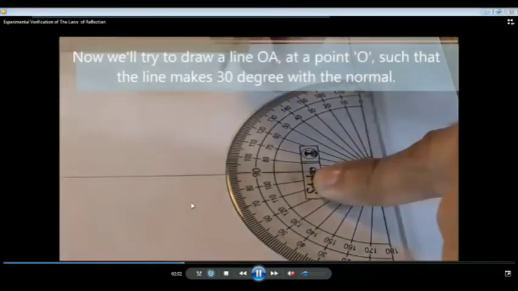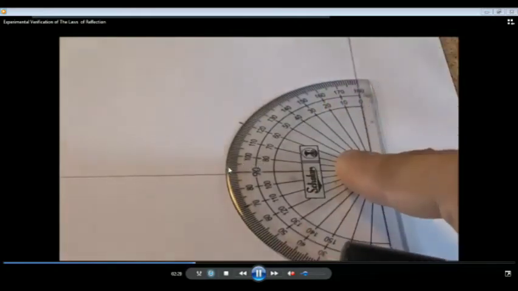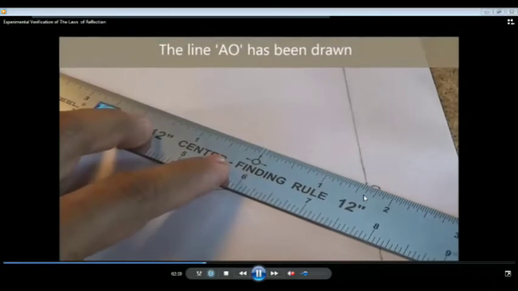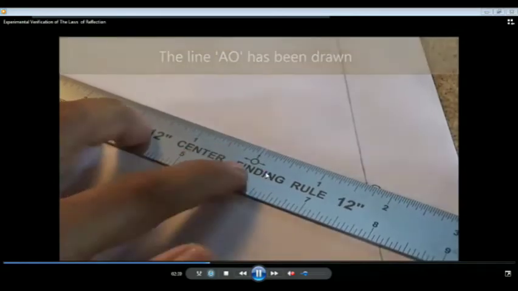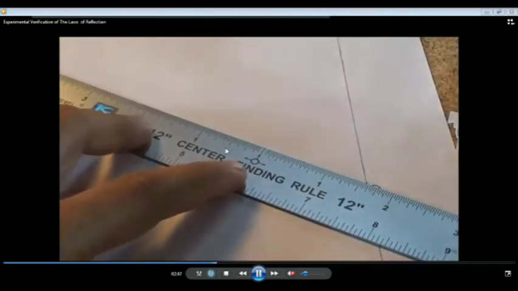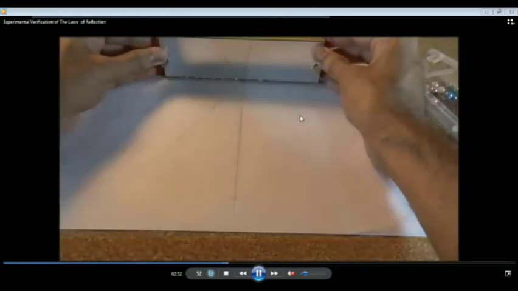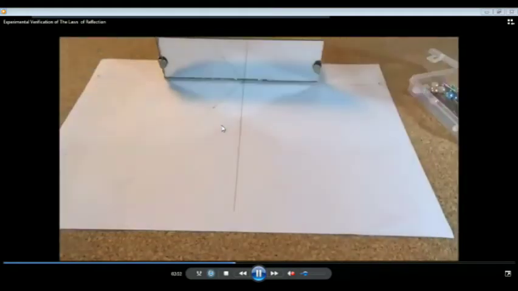Then on the normal, at the center, we mark 90, and on one side we mark the angle at 60, meaning it will have 10, 20 and 30 degrees on this side. Then we join a line from the center to this angle with a pencil, a little longer so that it is clear. Then we place the mirror on the line MN, which is why we drew the straight line. Now you can see the image of this line on the other side.